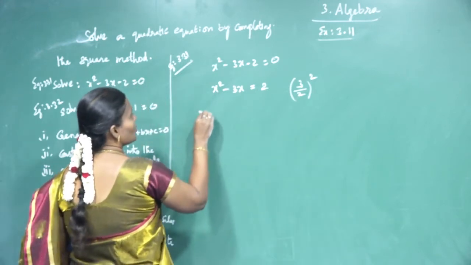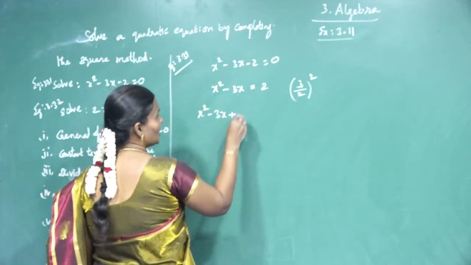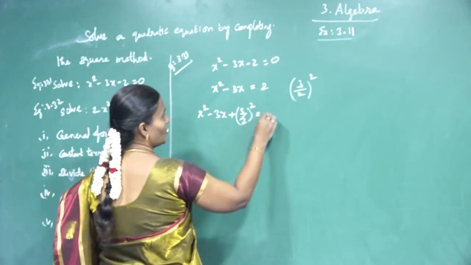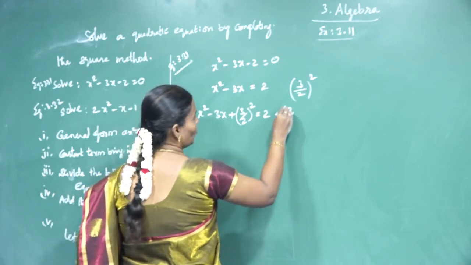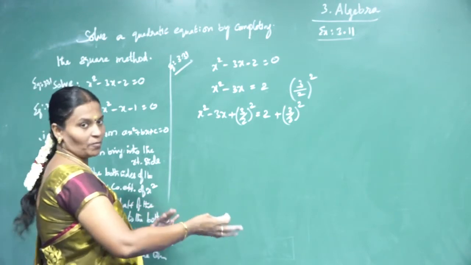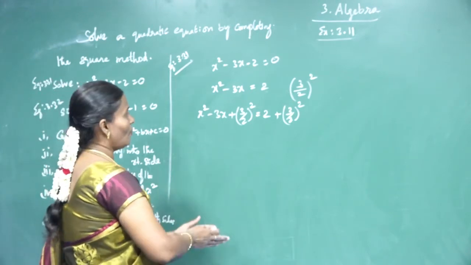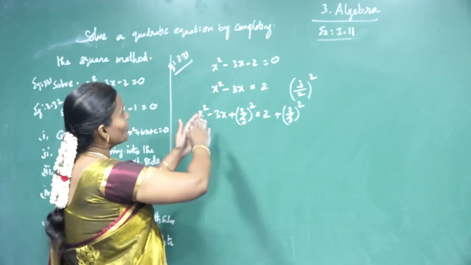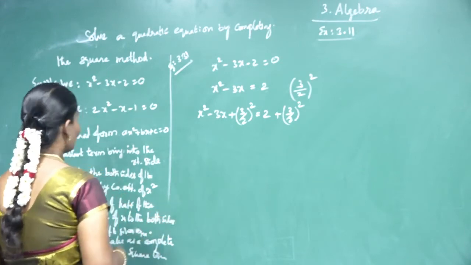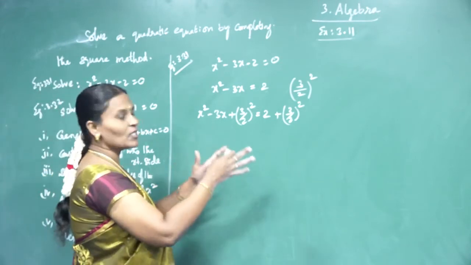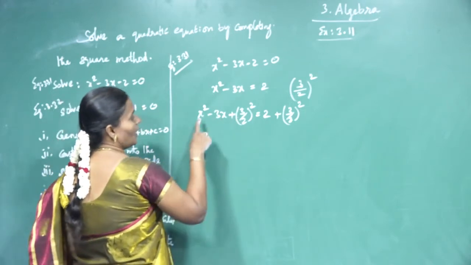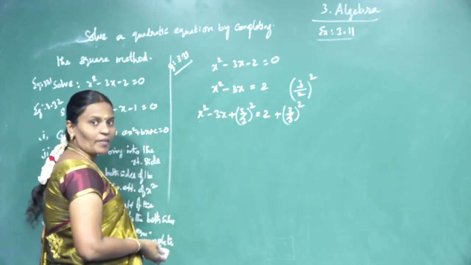So x square minus 3x plus 3 by 2 the whole square is equal to 2 plus 3 by 2 the whole square. Left side and right side, both sides you have to add the square of half of the coefficient of x. Then what is the fifth step? You have to bring it to the completing square term. See, this is in the form of a square minus 2ab plus b square, isn't it?